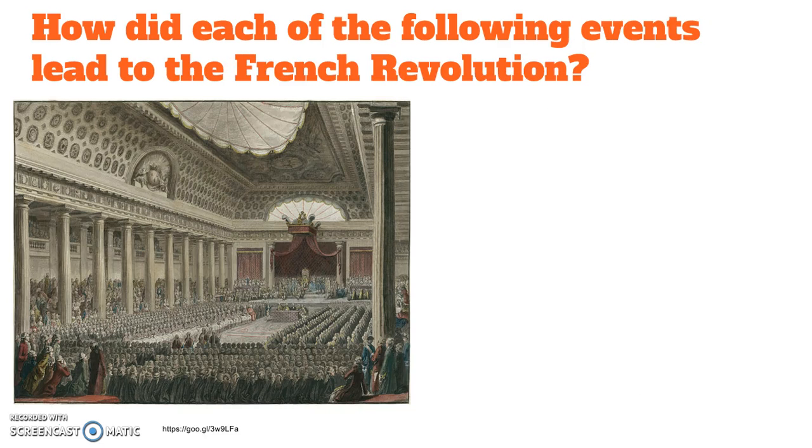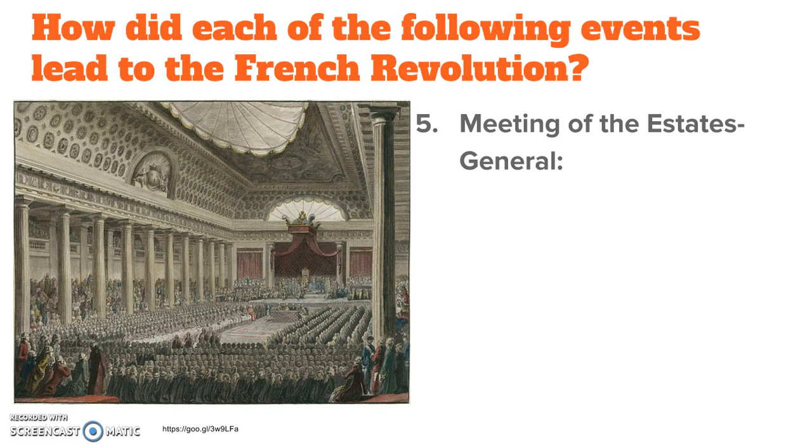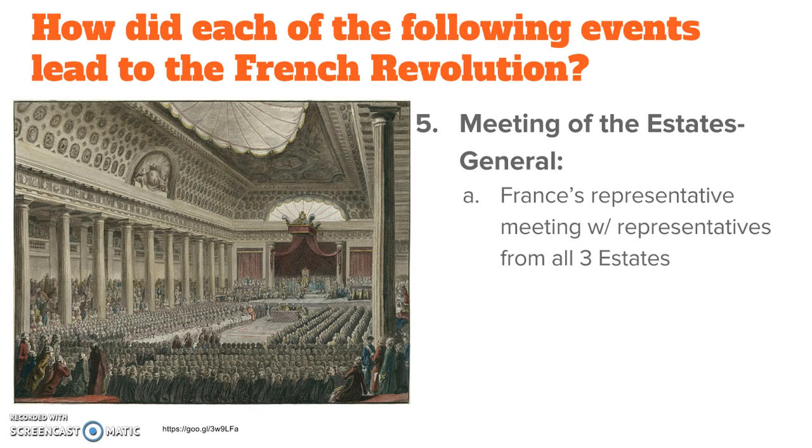So the next question is, how did each of the following events lead to the French Revolution? So let's look first at the meeting of the Estates General. This is France's representative body. There's representatives from all the three estates. This doesn't meet all the time, only in this case in a crisis. So you know something big is going on when the king calls the Estates General to meet.